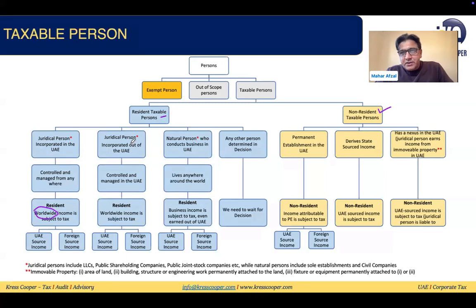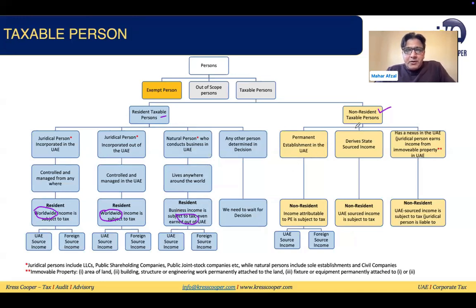Here, for a juridical person who is a resident person, the place of effective management and establishment is in the UAE. Even if the person is registered outside the UAE, this will still be considered a resident taxable person for the UAE tax law, and their worldwide income will be subject to tax. For a natural person who is conducting business in the UAE, any income related to that business, whether earned within the UAE or outside the UAE, will be subject to tax.